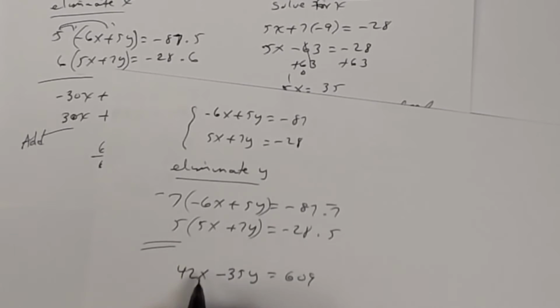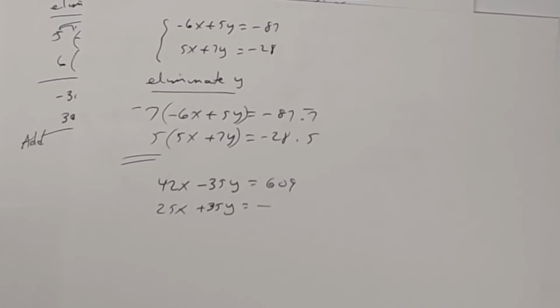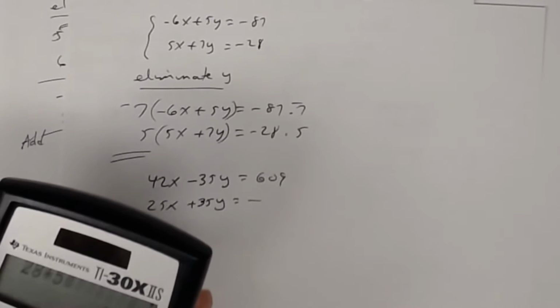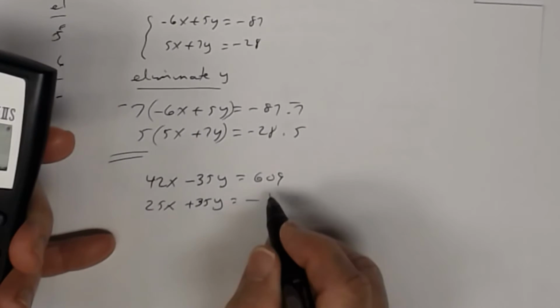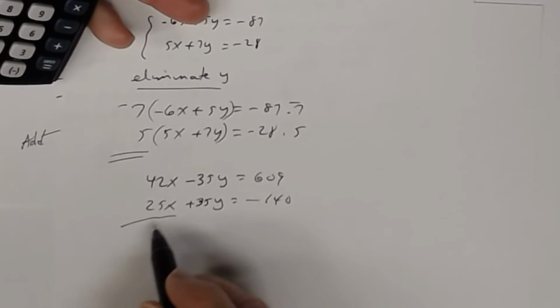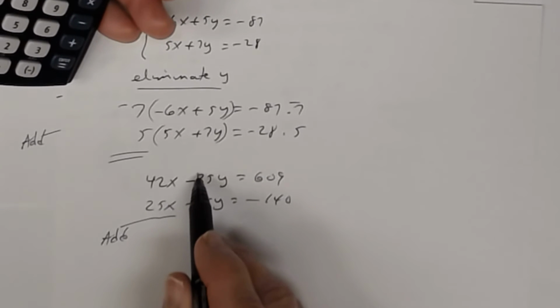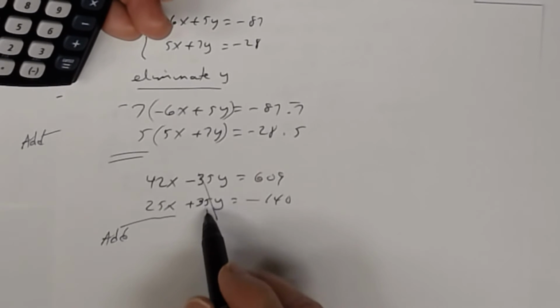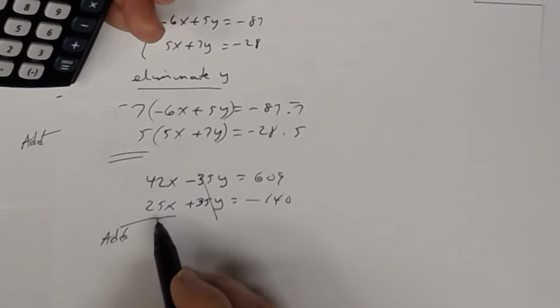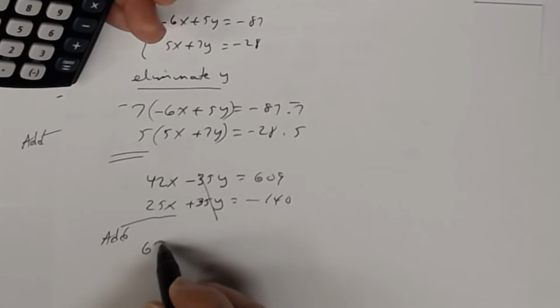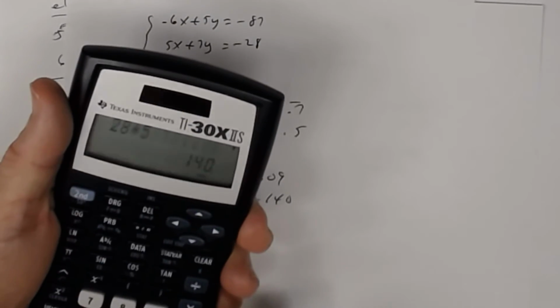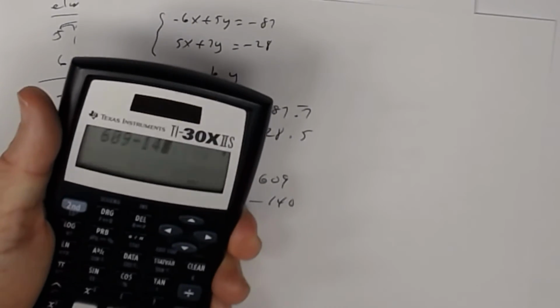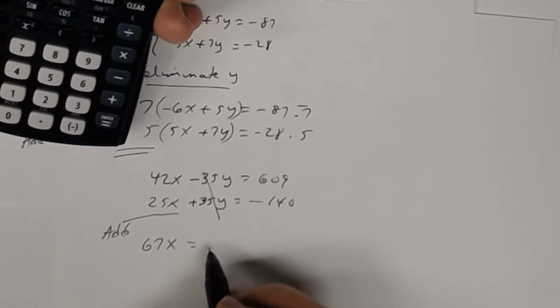All right, second equation: 5 times 5x is 25x. 5 times a positive 7y is a positive 35y. Equal... a negative times a positive is a negative, right? And that's going to be 28 times 5, which gives us 140, negative 140 in this case. Now I can add them. When I add those, the variables y add up to be 0. Those are opposites. So 42x and 25x is 67x equal 609 subtract 140, which gives us 469.